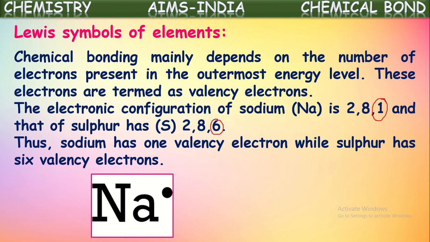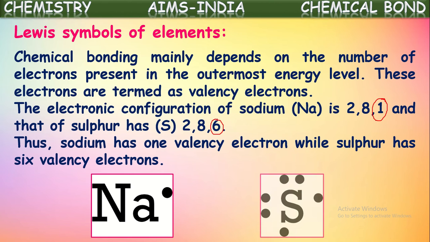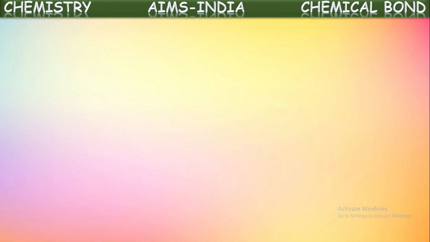If we see sodium, as it has only one valence electron, first its symbol is written and then a dot. It is represented around its symbol, which represents the valence electrons of sodium. As sodium has only one valence electron, it is represented with one dot. For sulfur, as we told, there are 6 valence electrons. So the symbol of sulfur is written and around it 6 dots represent 6 electrons. Okay, these are called Lewis symbols.